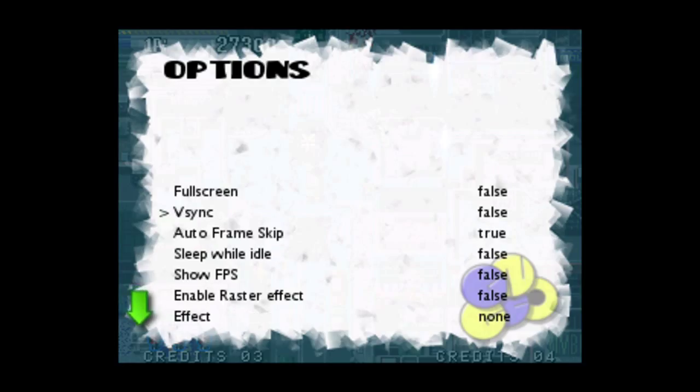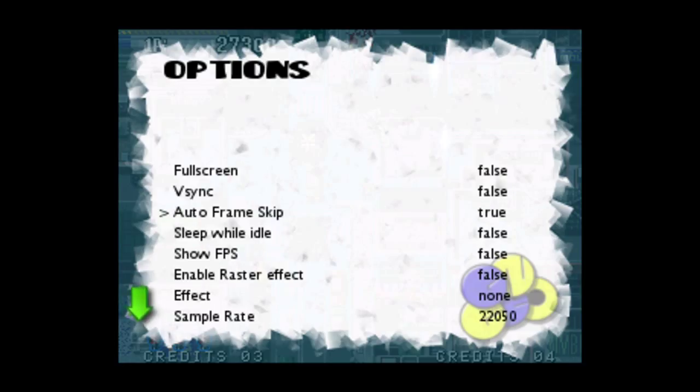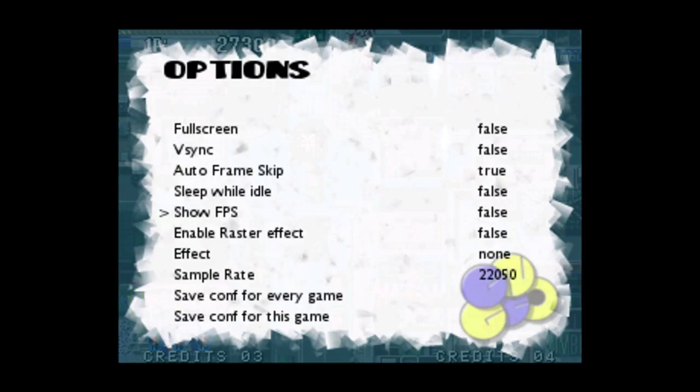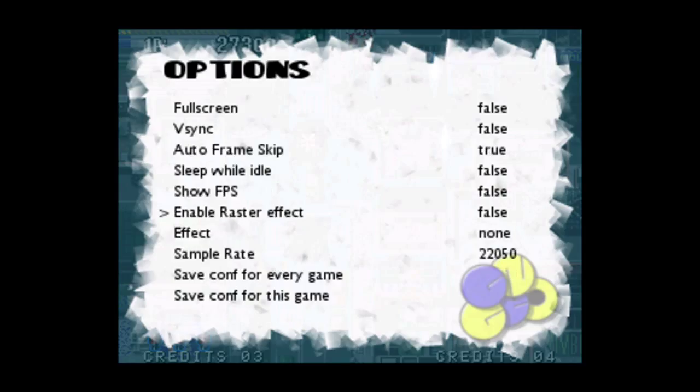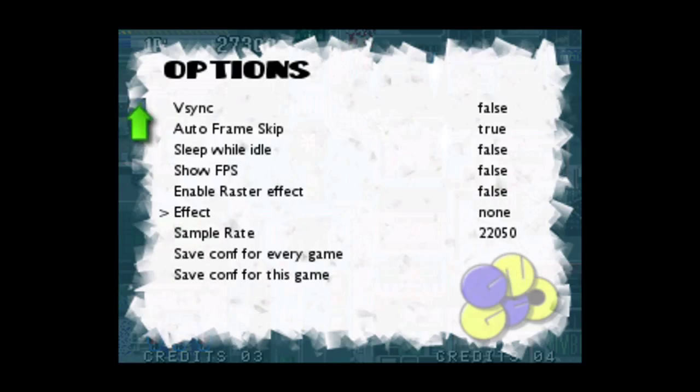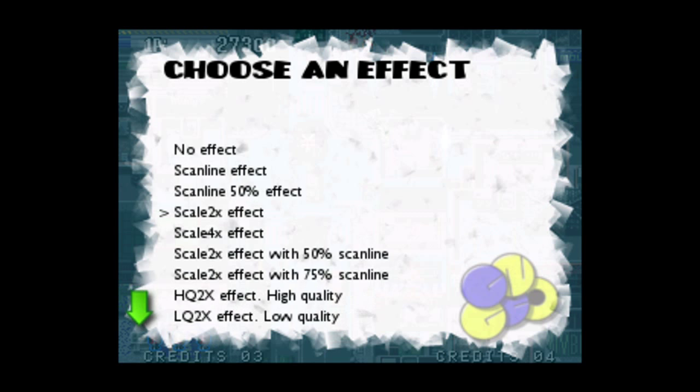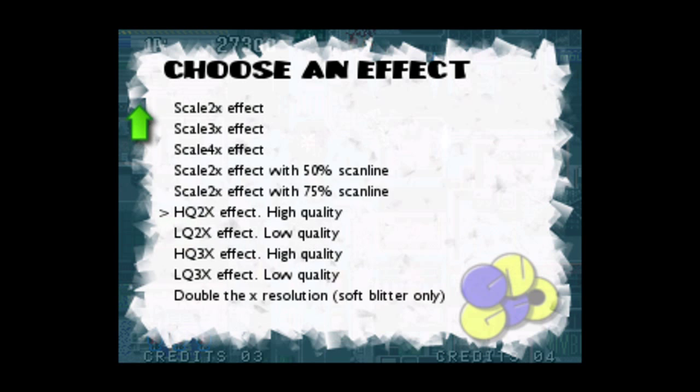And here we go. So we've got full screen option, VSync, auto frame skip, which is on, show FPS, and I've done this, but it just seems to consistently show 60 frames per second. I'm not sure if that's right or it's just stuck on a value, but you can try these and see how it looks. Then you've got under effect, I think it goes into scan lines, so you can try different scan line effects.